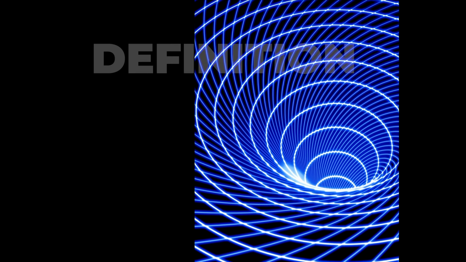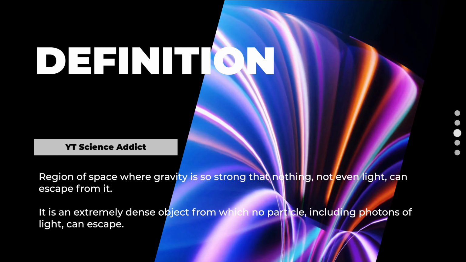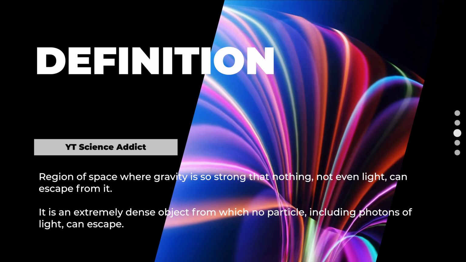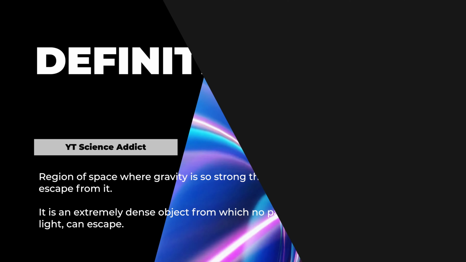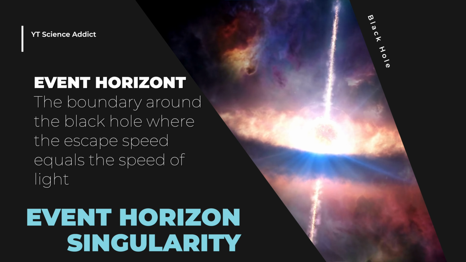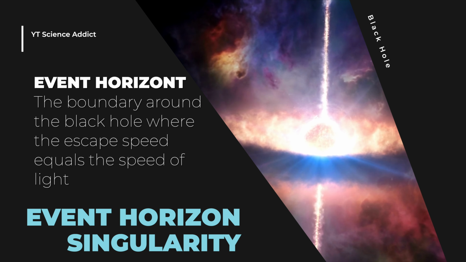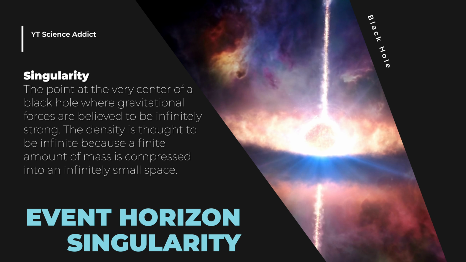A black hole is a region of space where gravity is so strong that nothing, not even light, can escape from it. It is an extremely dense object from which no particle, including photons of light, can escape. The boundary around the black hole where the escape speed equals the speed of light is known as the event horizon. Anything that passes beyond this point is consumed by the black hole and can't get out. The actual hole is a point in space where matter is infinitely dense, known as a singularity.